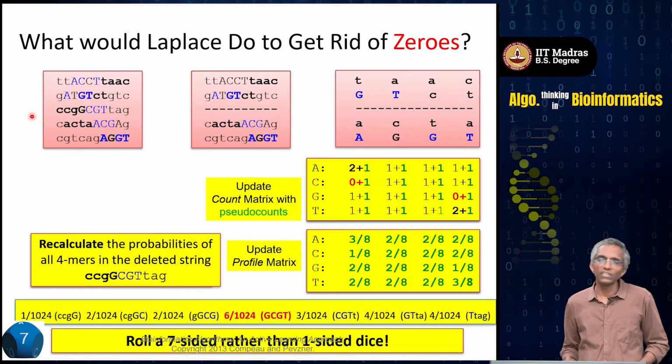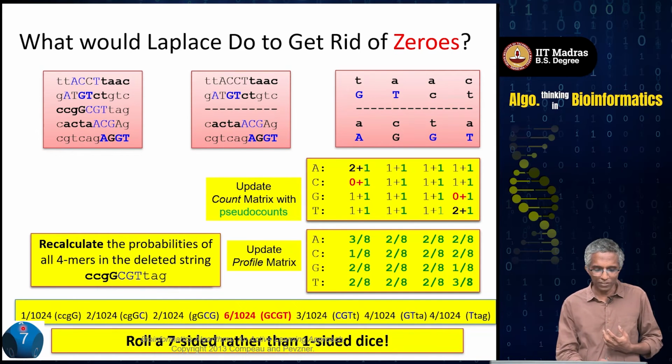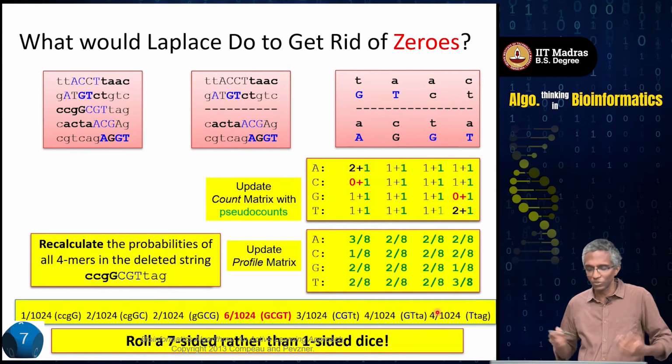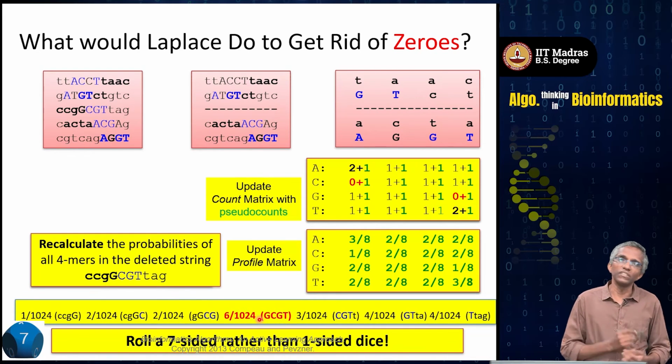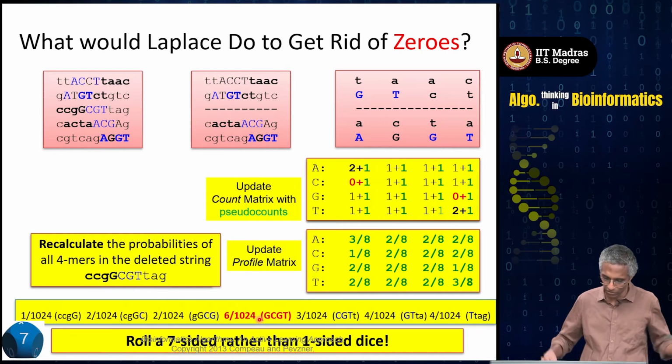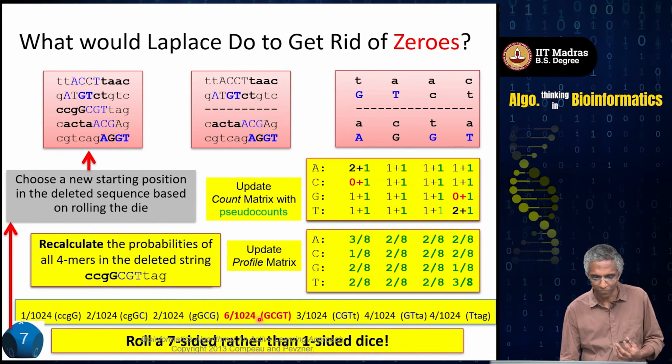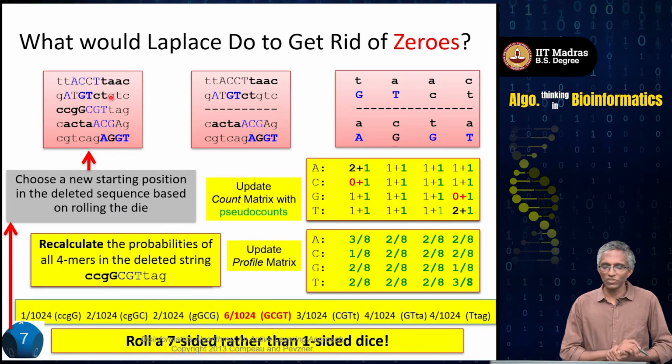So, now rolling a 7-sided die makes good sense, because there are 7 k-mers in this deleted string and all of them have non-zero probabilities, and so this die can be loaded in that way. Each of the sides has a probability of 1 or 2 or 2 or 6 or 3 or 4 or 4 in 1024, right, rather than just focusing only on the non-zero number of GCGT that we had before. Okay. Now, we have 7 non-zero numbers, and so no zeros. So, then you will choose a new starting position in this deleted sequence based on rolling the die, and it need not always be GCGT, it can also be other k-mers.